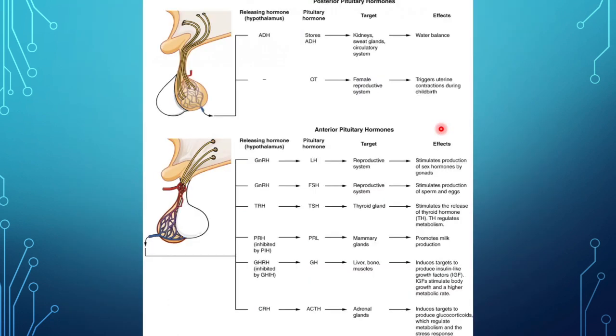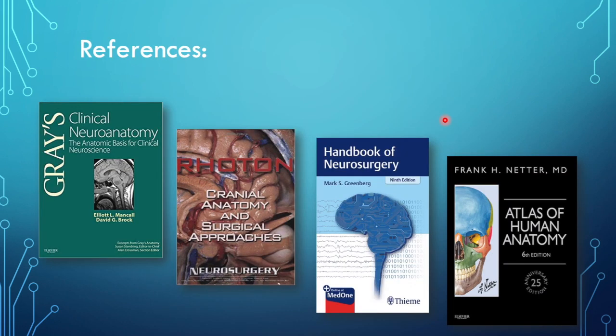So this is to show the same thing in detail, like what hormones are produced by the posterior and anterior lobes. Sorry, this one by the hypothalamus. They reach the anterior lobe, and then they secrete the hormones. Now there are the target organs, and they have their effects. These are the references from which we took the contents and pictures.